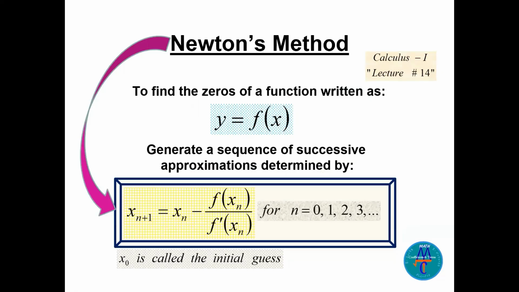Newton's method. This is lecture number 14 in Calculus 1. We can use this method to find the zeros of a function written in this form, y equals f of x, by a sequence of successive approximations. So we can use this equation here for Newton's method. x sub n plus 1 is equal to x sub n minus f of x sub n divided by f prime of x sub n, for n equals 0, 1, 2, 3, 4, etc. x sub 0 here, we call it the initial guess.